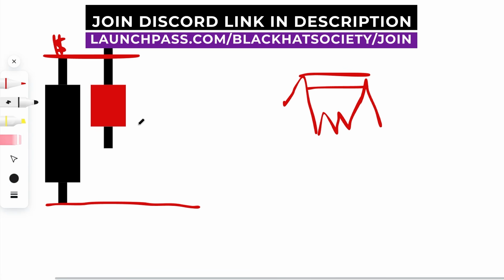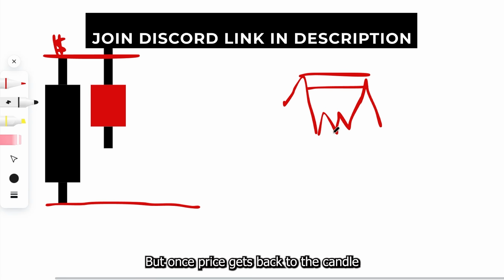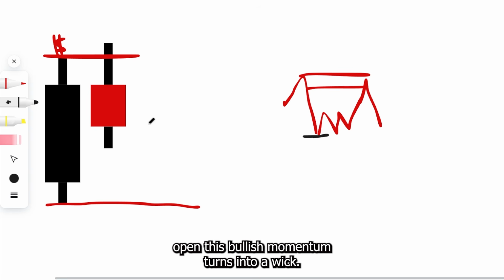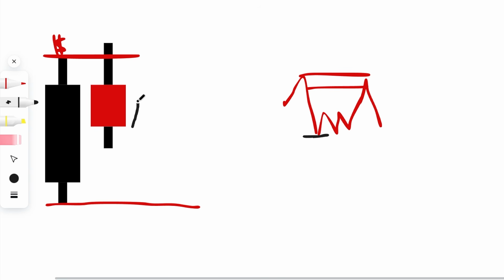So what you would have at this point is price opening, but once price gets back to the candle open, this bullish momentum turns into a wick. So let's say price started off bullish, but then quickly turned bearish. So when that happens, a wick is formed. Now you have a wick. And this is the point where we're at right now. Once price got back to the low, price is currently a wick from a macro standpoint.